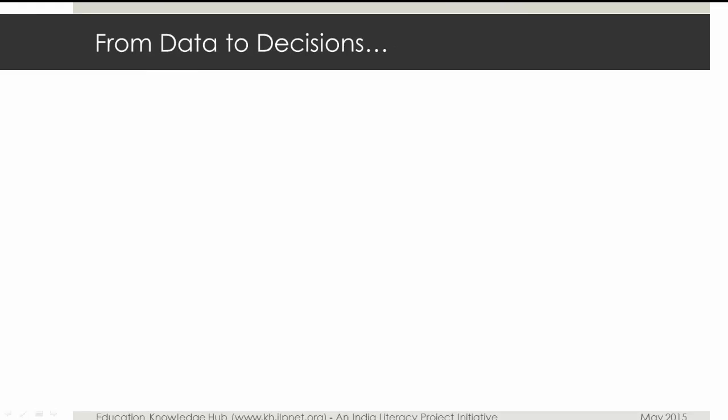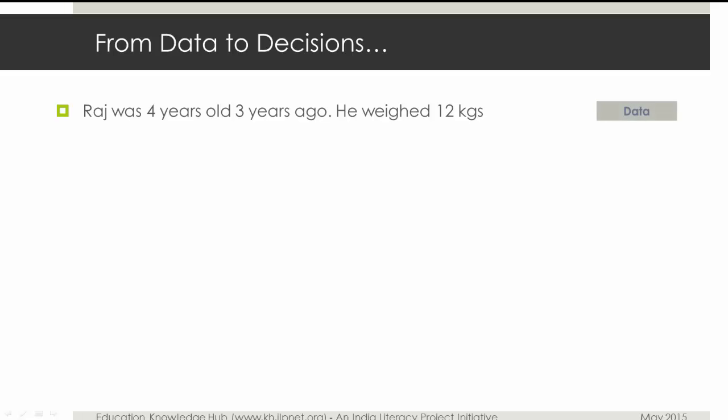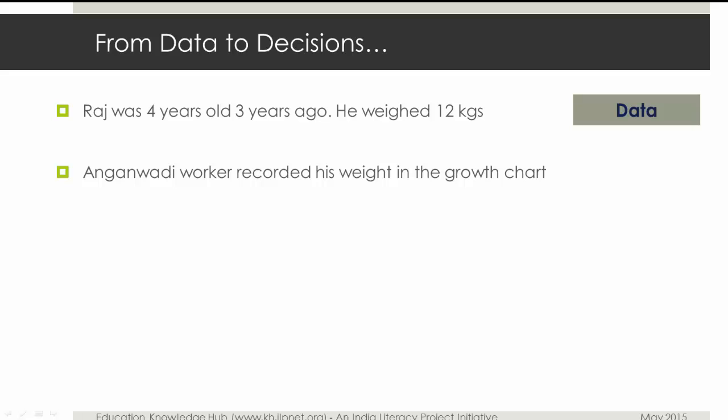Let's look at a simple example of how data can lead to the decisions that we make. Consider the example of a boy named Raj. 3 years ago, Raj was 4 years old and his weight was 12 kgs. This is data. This was a fact. At that time, the Anganwadi worker recorded Raj's weight in the growth chart. By recording this data, the Anganwadi worker captured the data or the fact into information.